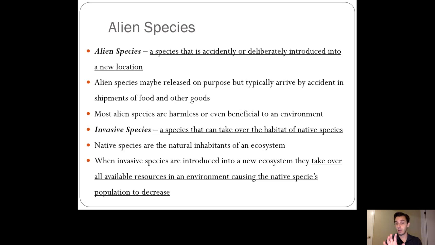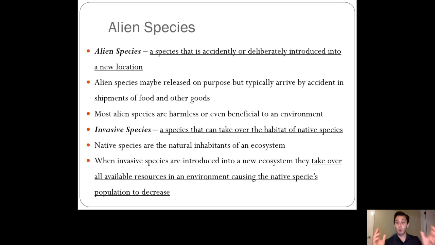It's a species that's either accidentally or on purpose introduced to a new location. So an organism didn't live in an area, okay? And then something happened, usually human intervention, that causes that animal to now live in a new area.